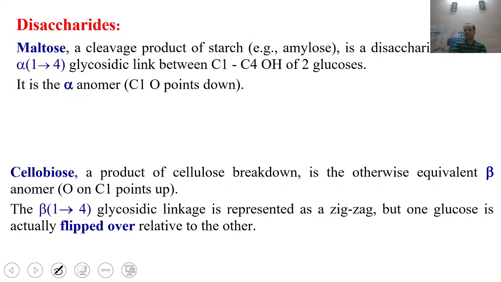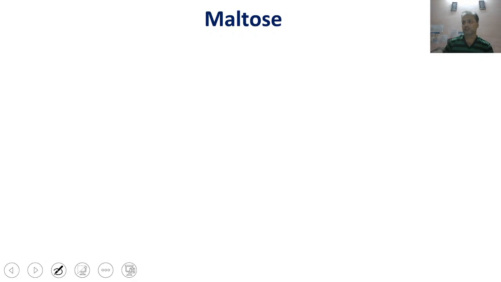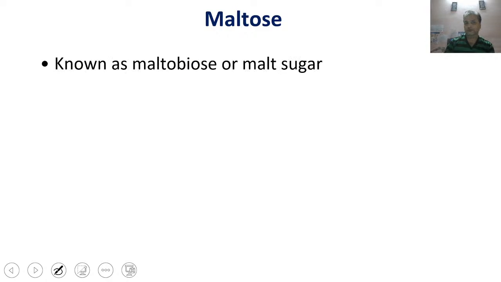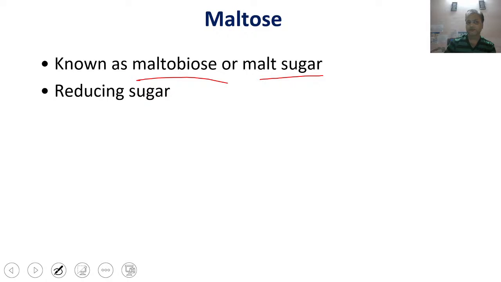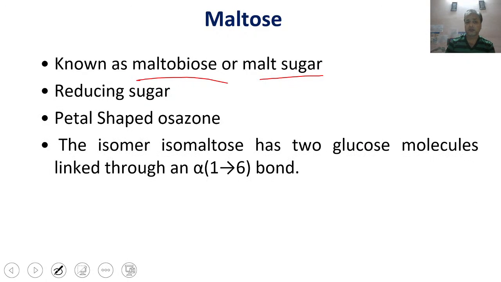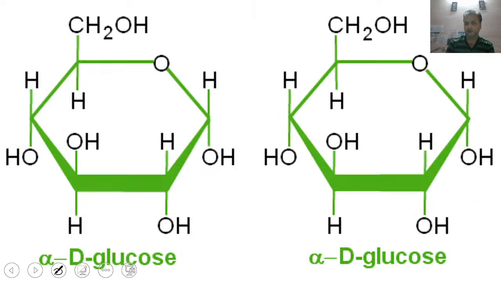So we are having some of the disaccharides, like we can see here. We will go for maltose first, and then you can identify easily. So maltose is known as malt sugar or maltobiose. It is a reducing sugar. Why is it a reducing sugar? We will see. If you see, this is alpha D glucose and this is alpha D glucose.